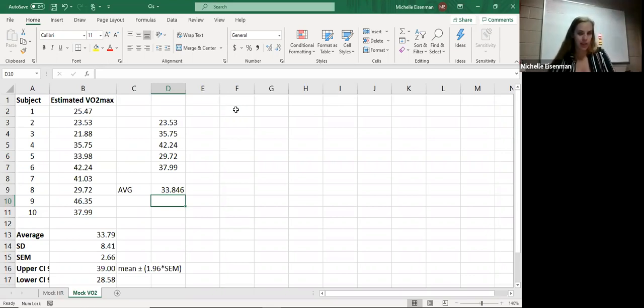I think that's all that I need to say for you guys. All we're doing with the 95% CI is trying to generalize or infer to the population based on our number of participants, the mean, and how much our values vary from the mean.